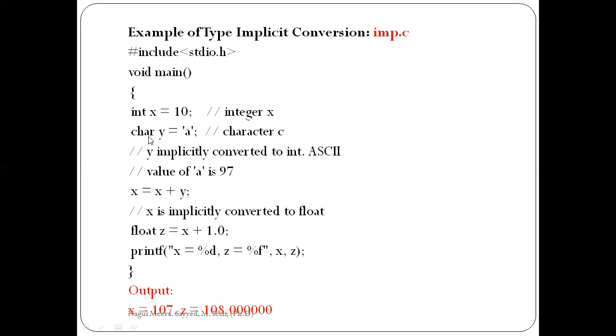Now I am trying to do x equal to x plus y. What is the meaning of this? Here x equal to x plus y is the expression actually. First, which operation is performed? The x plus y operation is performed, and then this result is assigned to x. Now what is the x value? x is 10, so 10 is substituted, plus y. y is nothing but 'a'. Now y is a character.